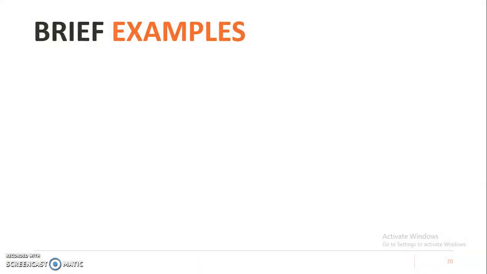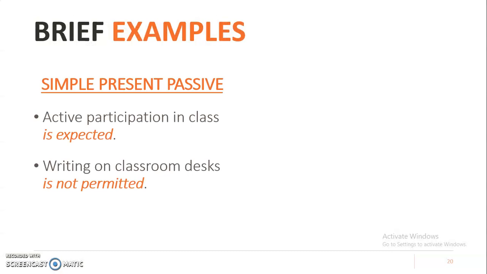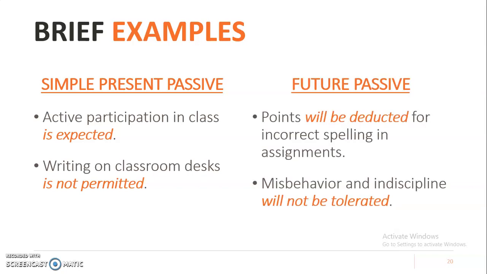Let's have a few examples. First, let me give you simple present tense passive. Active participation in class is expected. Writing on classroom desks is not permitted. So when you get rid of the subject or don't mention students, this can be very authentic and easily understood by your students.